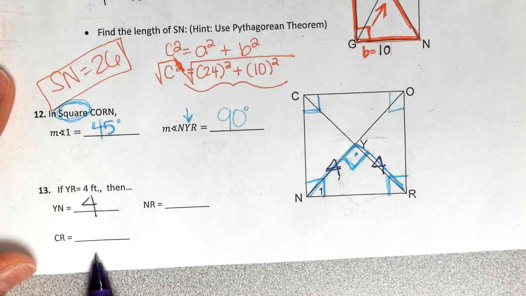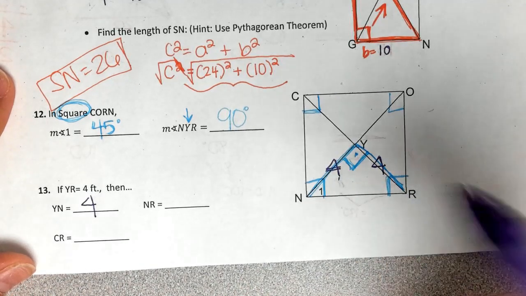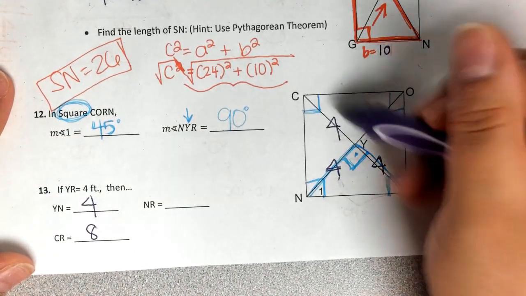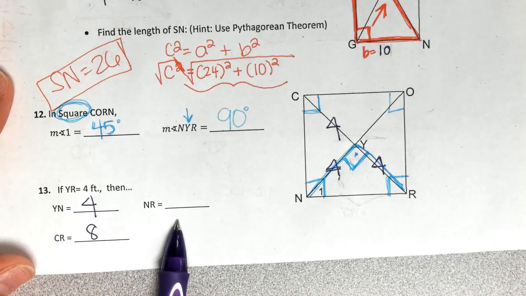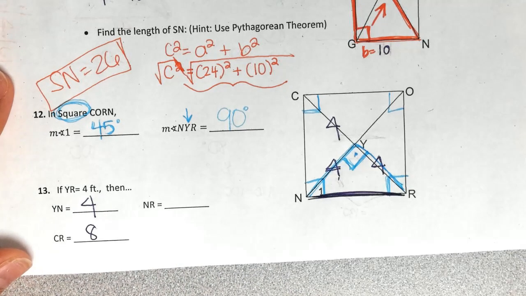Alright, what is CR? 4 and 4. They're all 4, right? You're right. It's adding. Now, be careful. This is a little tricky question. What's NR right here?